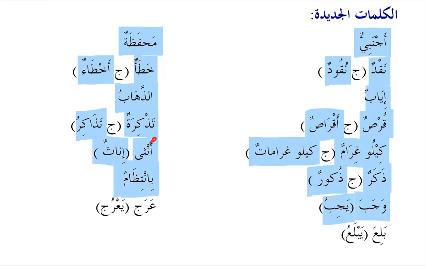Wajaba yajibu, to make obligatory. Araja, ya'ruju, to ascend. Ta'ruju al-malaikatu ilayhi fi yawmin kana miqdaruhu khamsina alfa sana, Surah Ma'arij. And as it meant, look, the Isra and the Mi'raj, like an elevator-type thing that the Prophet went up. The Isra is a journey by night, and the Mi'raj is to ascend. It should be bala'a, not bali'a. Bala'a yabla'u, to swallow. Ibla'.